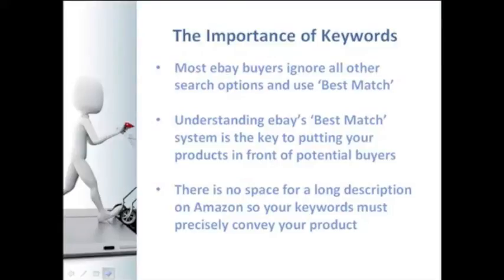But what I will say is that most eBay buyers will totally ignore all those other search options and they'll just use the default best match, partly because a lot of people don't actually realize that you can change it using the drop down menu. They're more concerned about just getting their keywords into the search bar. So that's why understanding eBay's best match system is the real key to putting your products in front of potential buyers, because you want your keywords to be best match for your product, and if they are best match, then they will appear in the search results and be put out there in front of all those potential buyers.